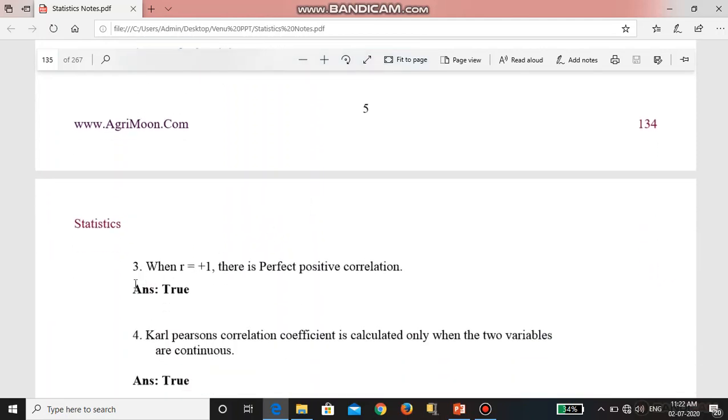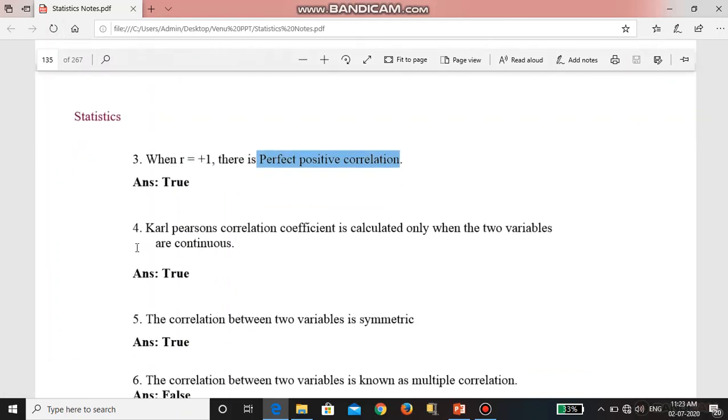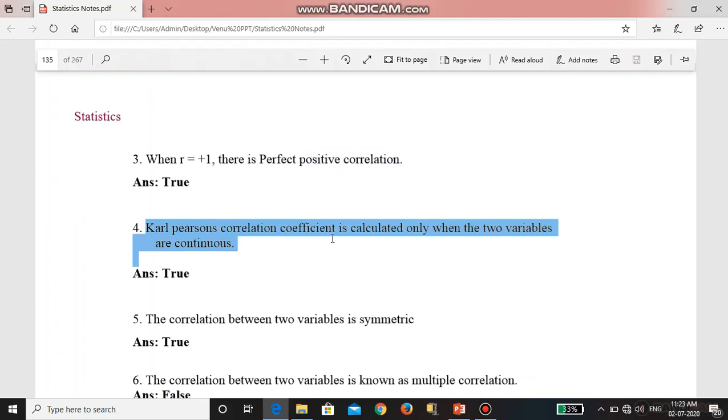Third, when r is equal to +1: if the correlation coefficient value is between 0 and 1, we say positive correlation. If the value is exactly +1, we say perfect positive correlation. If the value is exactly -1, we say perfect negative correlation. Next, Karl Pearson's correlation coefficient is calculated only when the two variables are continuous. That is true.